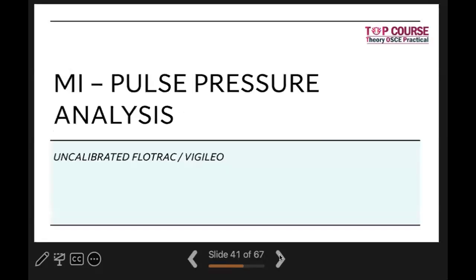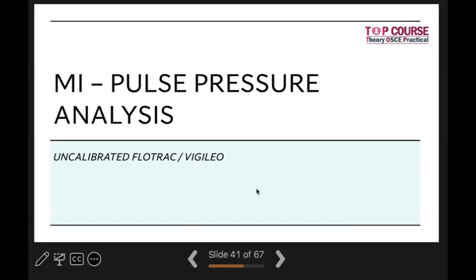Coming on to the next uncalibrated minimally invasive method, the FloTrac Vigileo. Actually, FloTrac is the sensor which senses the pulse waves, and Vigileo is the monitor which shows us the values. So FloTrac Vigileo comes as one hemodynamic system. Both are not different.